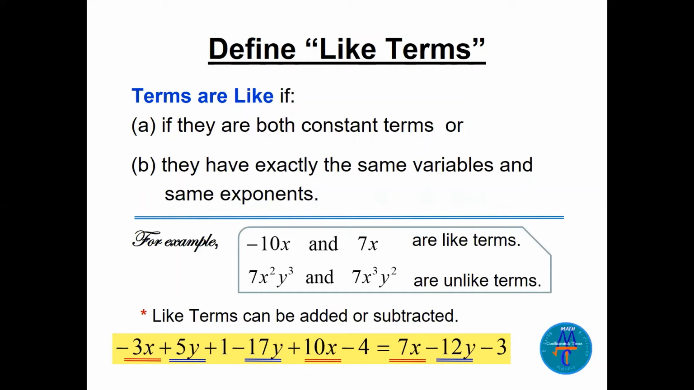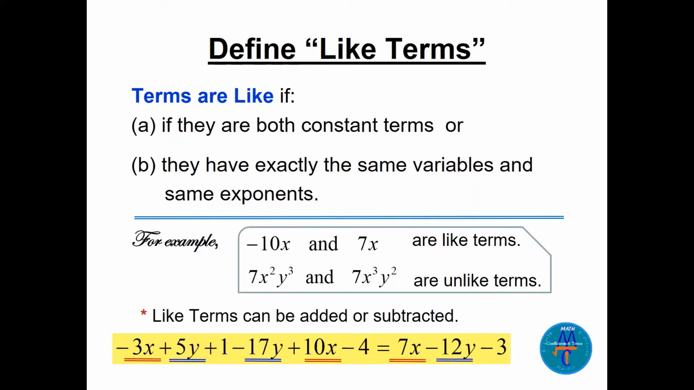Like terms are the most important for sure. Like terms, if they have the same constant, both are constant terms. Or they have exactly the same variable and the same exponent. So they should have the same variable, same exponent. Let's look at examples. Minus 10x, you see here this example, and 7x. So we ask ourselves, is this like terms, or the opposite, unlike terms?